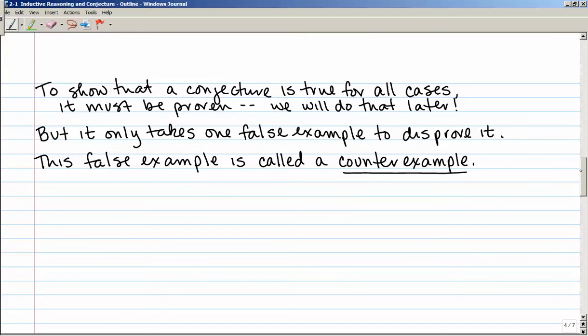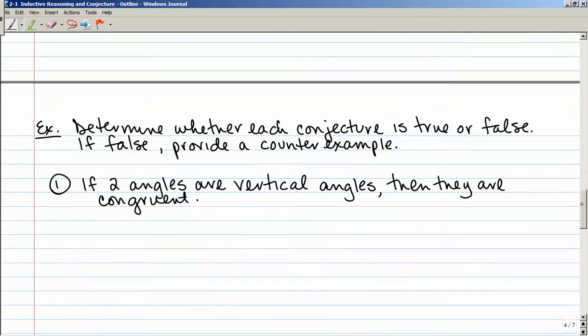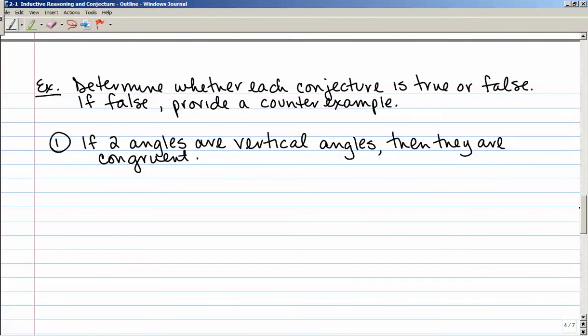To show that a conjecture is true for all cases, it actually must be proven, and we'll be doing that later on in this chapter. But it only takes one false example to disprove a conjecture. This false example is called a counterexample. Let's take a look at a couple examples here. Determine whether each conjecture is true or false, and if it is false, provide a counterexample.